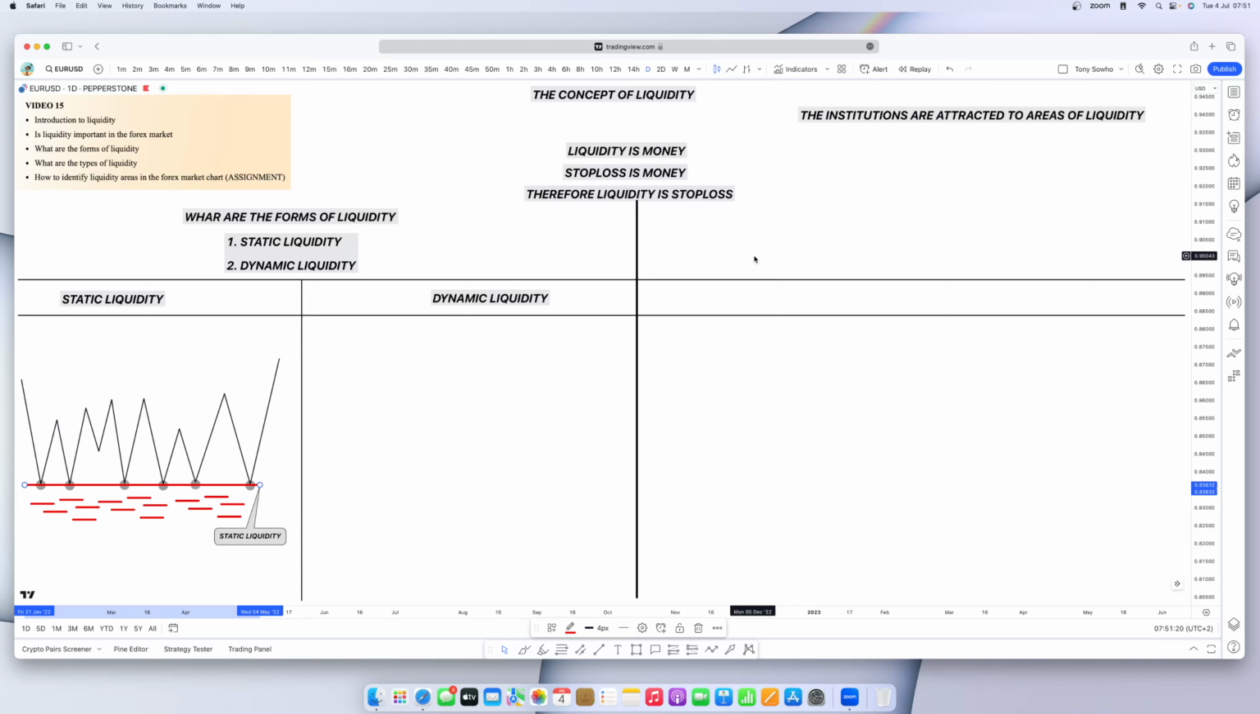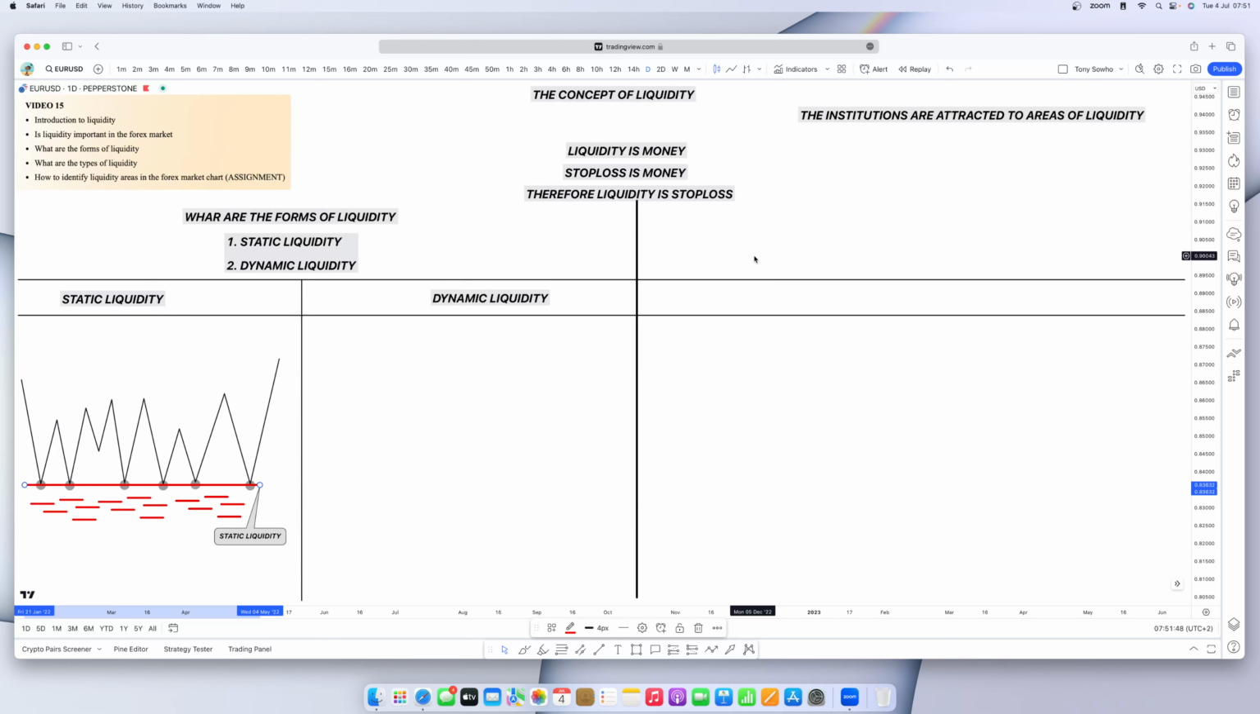But then this is a static liquidity because it is built in one area. The liquidity is just below that line. This is an example of a static liquidity, and you can either have it above or below. So the liquidity can either be up or down, but then it is static. It's the same thing. Now, dynamic liquidity, remember, this is a moving type of liquidity. So this one is not in one particular place.